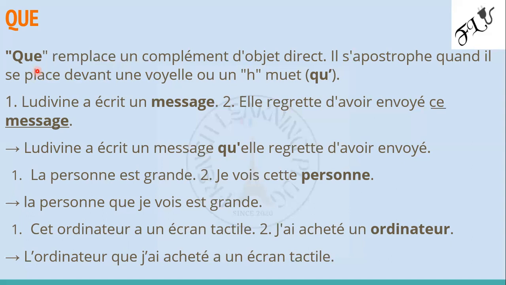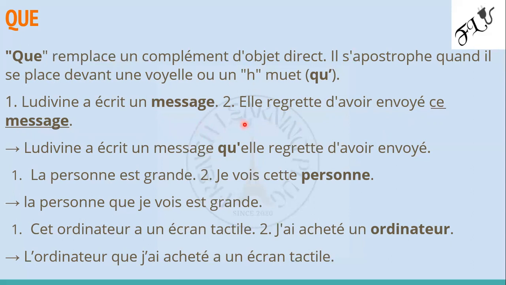Elle regrette, so that's the first sentence, a écrit un message. Elle regrette d'avoir envoyé ce message. So if you look after this, elle regrette d'avoir envoyé, we have ce message. There is no preposition here linking envoyer to ce message. So this is a direct object. Here, message in the first sentence is an object, and in the second sentence, also an object.